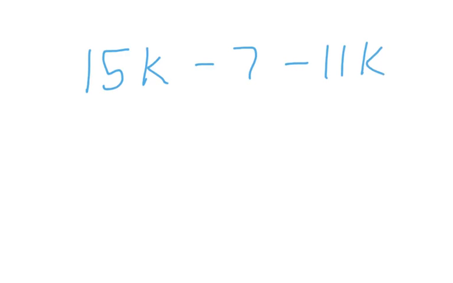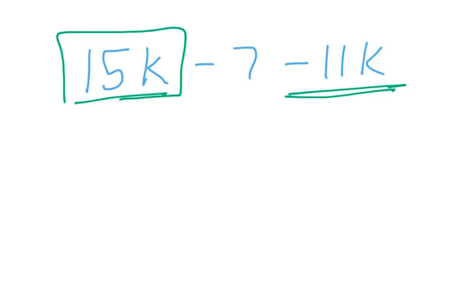So a new problem. What would we get if we had 15K minus 7 minus 11K? So first thing is, what are the like terms? Well, we have a K here, and so hopefully you would choose which one, the 7 or the 11. Hopefully you chose the 11K. And so what we have to look at then is, how does this 15K work with the 11K?